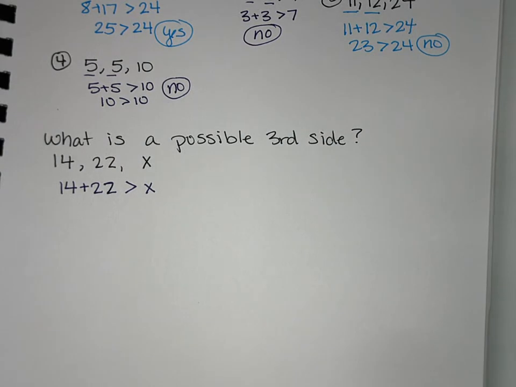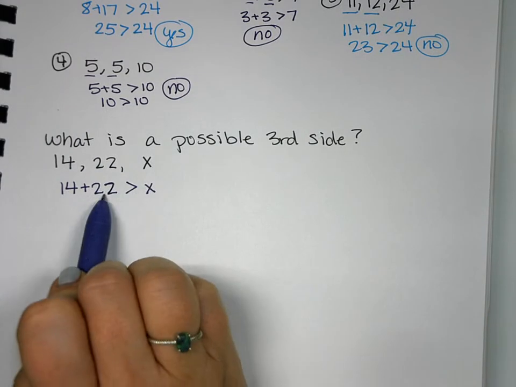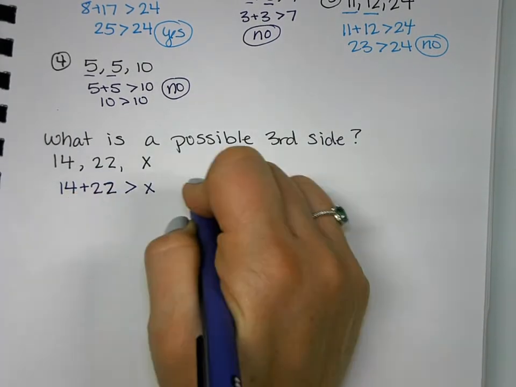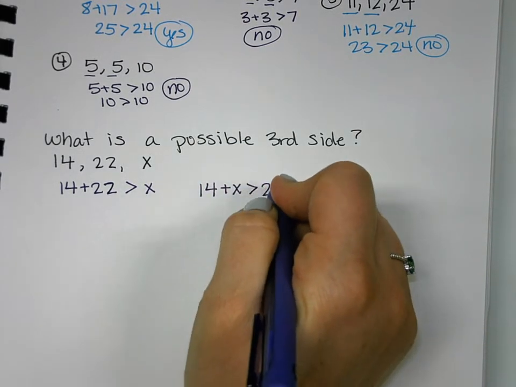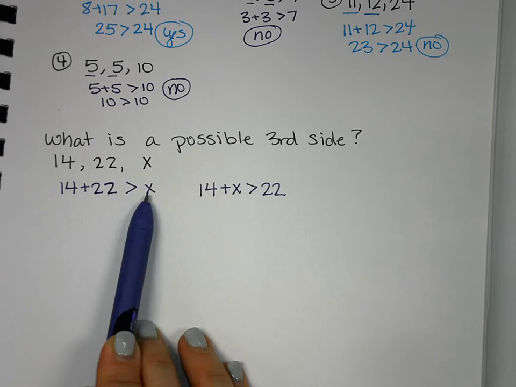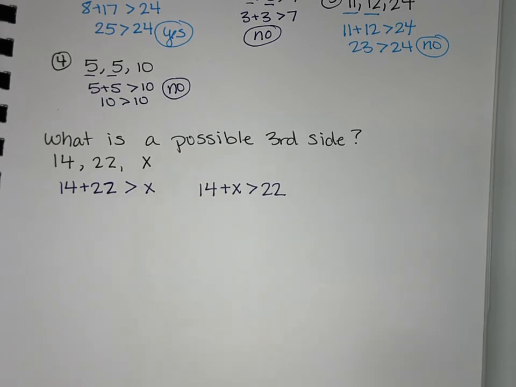I also know that I would have to be able to, so now I'm going to consider what if 22 is my largest side. That means that 14 plus x would have to be bigger than 22. So these are the two things that I have to worry about. What if x is the largest, and what if 22 is the largest? And these two scenarios are going to be what helps me figure out the possible values for my third side.